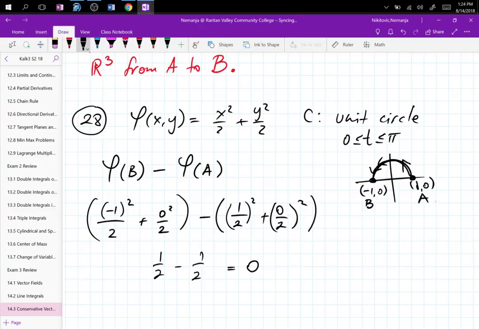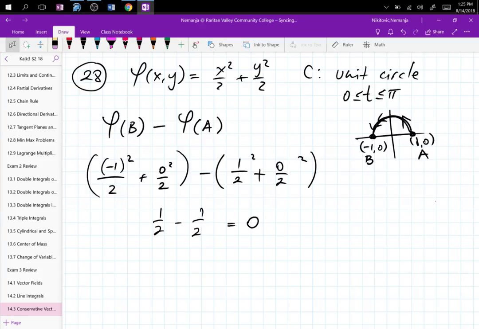It's not 1. No, it is 1/2. I just put the parentheses wrong on the other one. All right. So it's 1/2 minus 1/2.